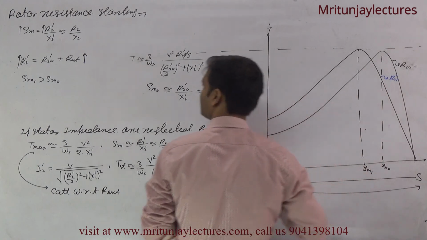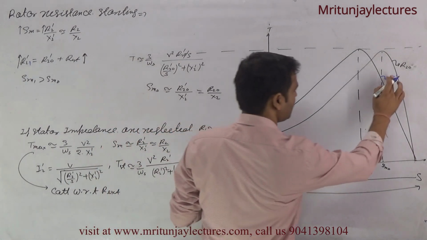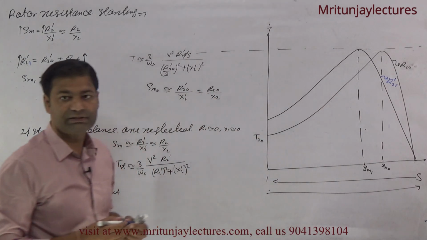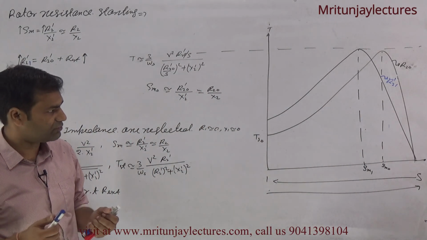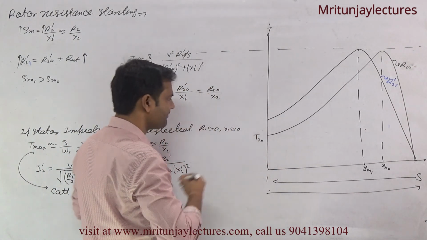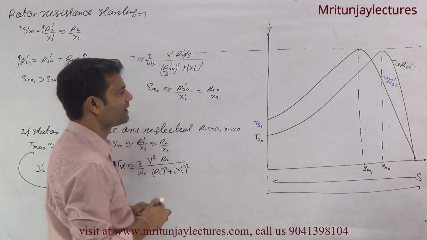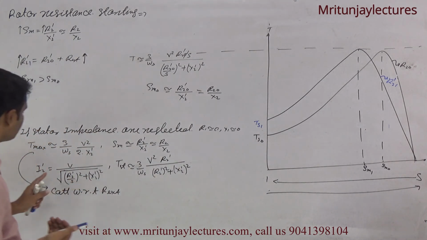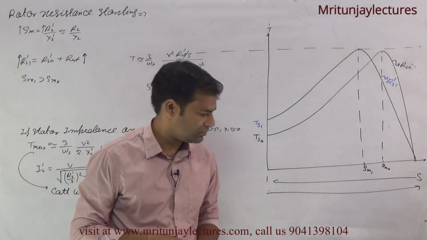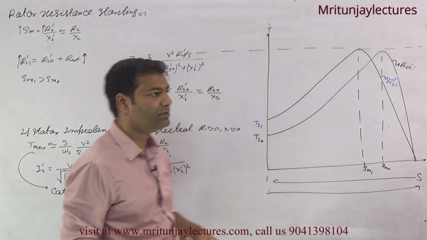This graph is for R21 dash. If rotor resistance is R21 after external resistance is added, then the maximum slip is like this, and the starting torque is TS1. Clear? Maximum torque is always constant. Why? Because it depends upon X2, not upon R2. It does not depend upon rotor resistance, that's why it is constant in both cases.